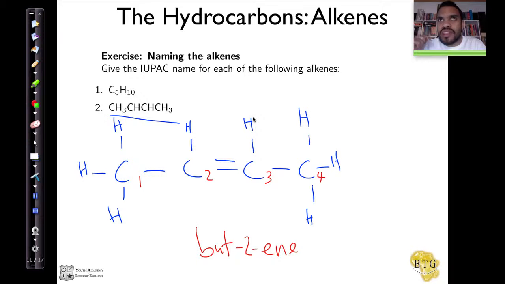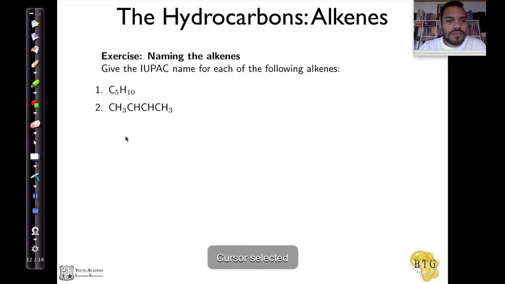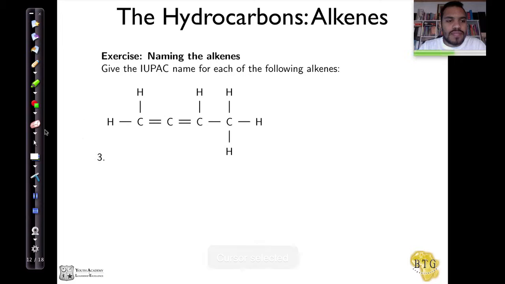If you've got butene, and you just want an isomer of it, you can just move the double bond. And of course there are others as well. Okay. So here's the next one. This one's been drawn out for us already.